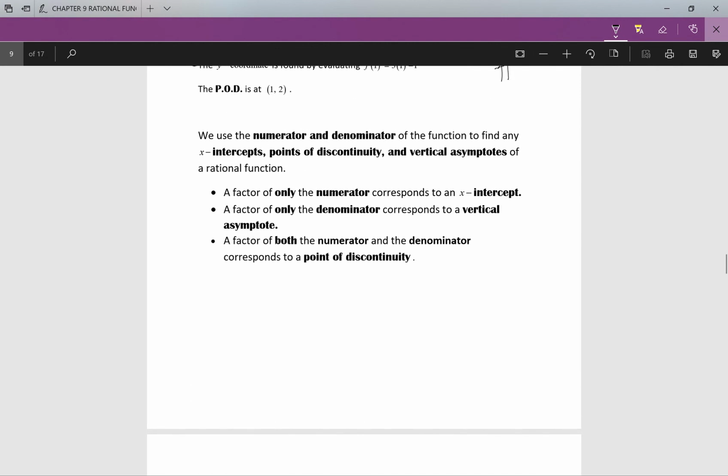Now, when we go through the examples, I'll restate this and it'll be a lot more clear what's going on here. But for right now, we're just going to leave this as such.